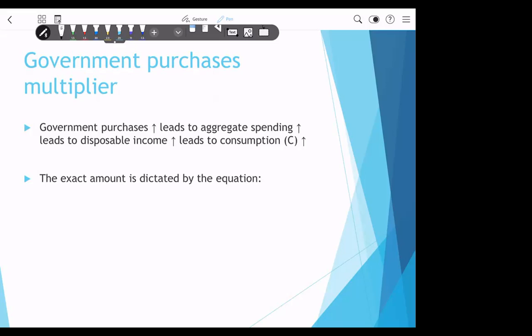Okay, so not only do government purchases directly affect government G, they influence consumption as well. The exact amount is dictated by the equation.